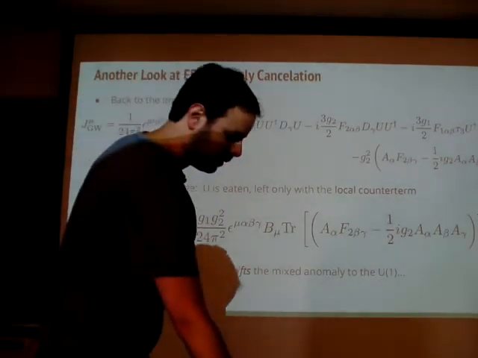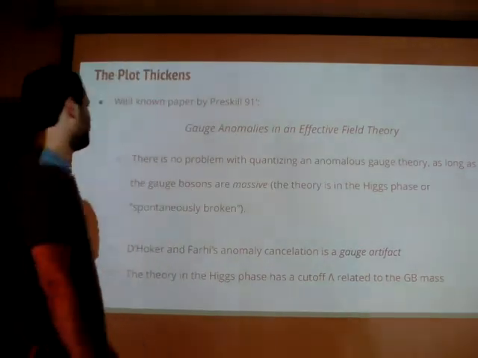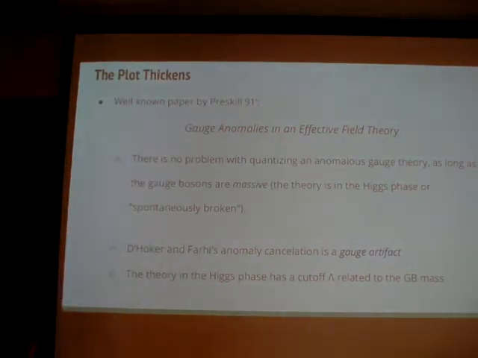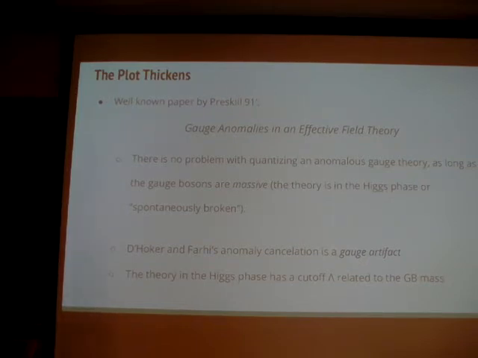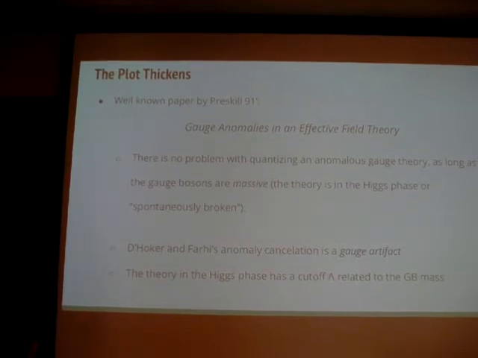So that's the question. And the answer has been known since '91. There's a seminal paper by John Preskill called Gauge Anomalies and Effective Field Theory. And the main point of this paper is that there's actually no problem in quantizing a gauge theory which is anomalous when it's in the Higgs phase, and it's an EFT.